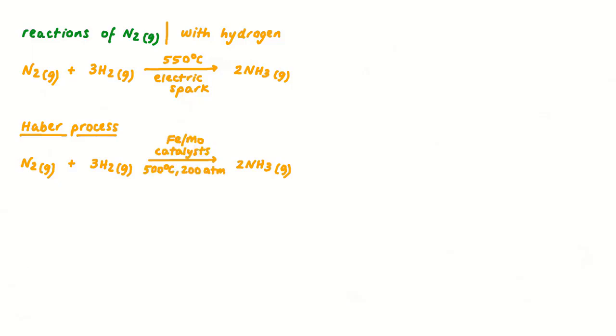The Haber process uses catalysts containing iron and molybdenum. A high temperature and pressure are also required to give good yields of product. The Haber process was once used as a source of ammonia for the production of explosives, but today it is mostly used to produce fertilizer.